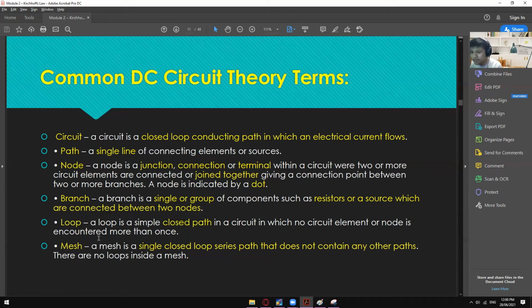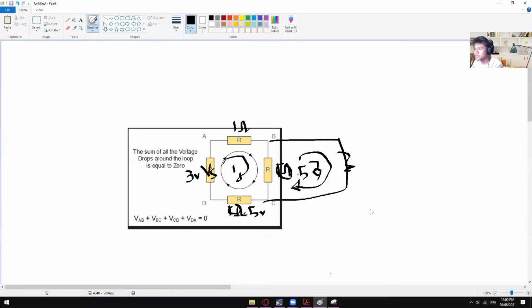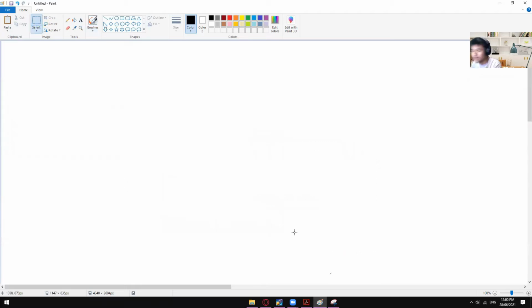For the mesh, this one is similar to the loop. But a mesh is a single closed loop series path that does not contain any other paths. So there are no loops inside the mesh. Let me give you a real quick example comparing a loop versus a mesh.